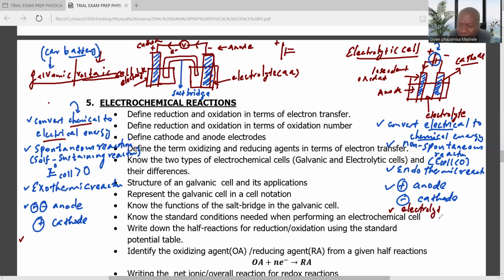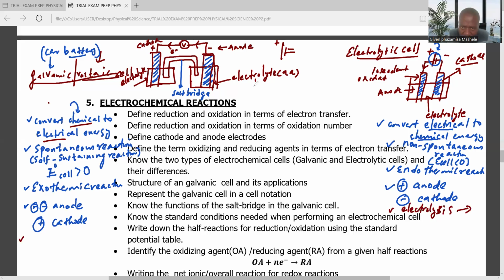The process of electrolysis, sorry. Electrolysis is the process whereby electrical energy is converted to chemical energy. Actually, we can say it's the breaking down of molecules or ions by means of an electric current. So it means the process of electrolysis does not take place in the galvanic cell.